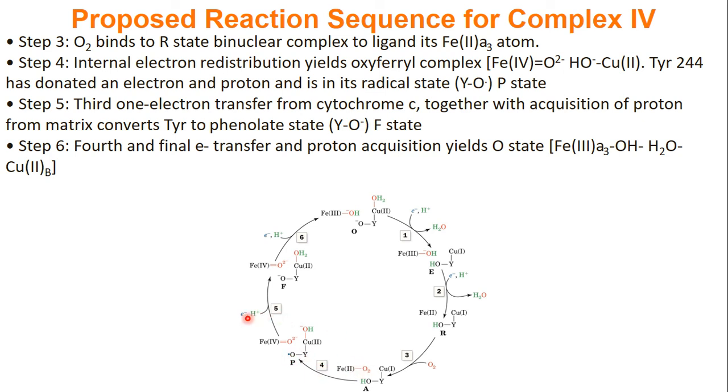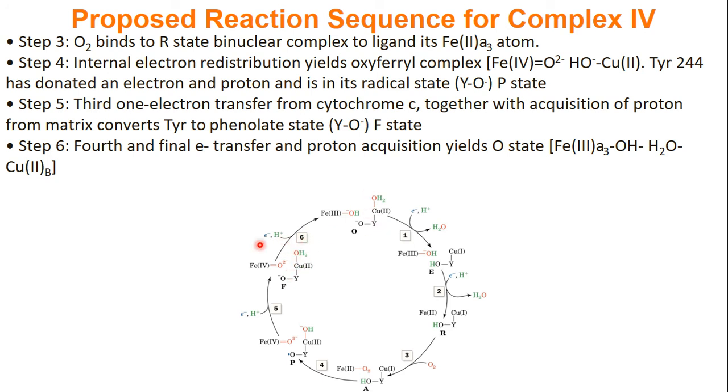Step 5, another cytochrome C is coming in. Another proton is coming in as well from the matrix. And the proton and electron are going to copper 2 to have copper 2 bound to water again. So now copper 2 is fully regenerated from where we started from.